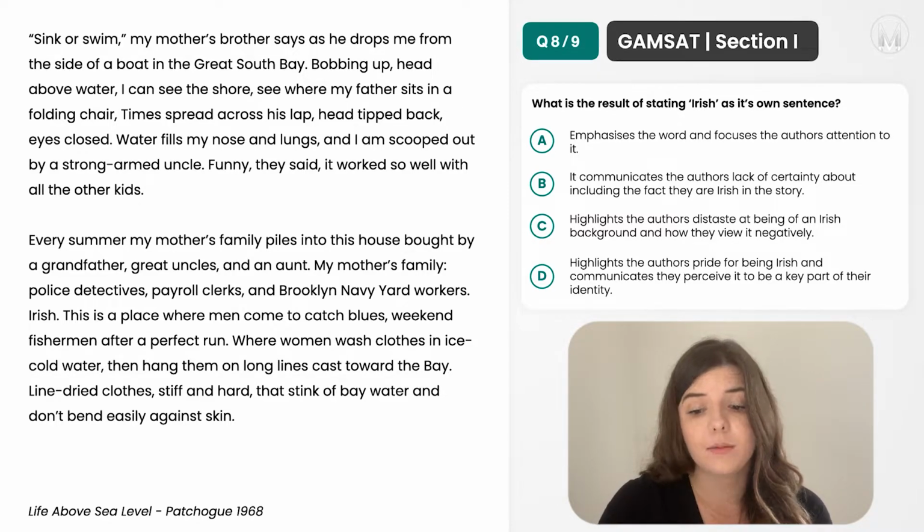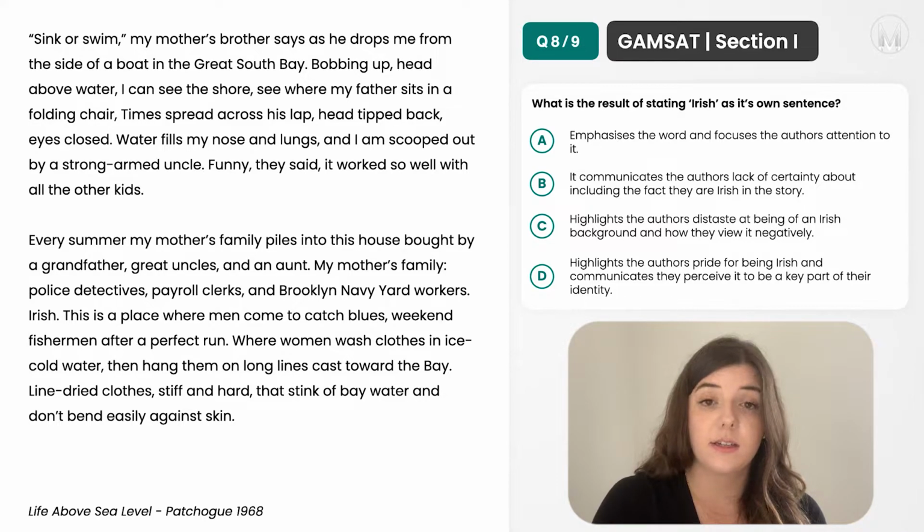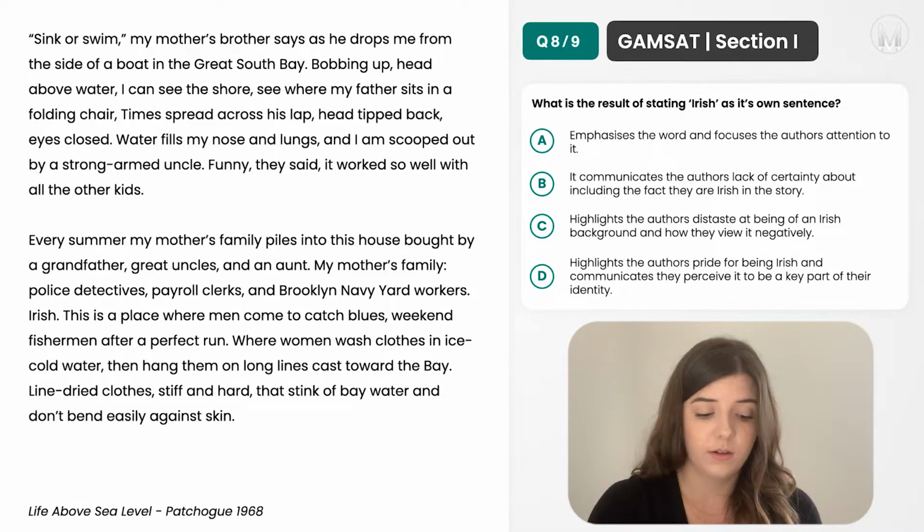Option B, it communicates the author's lack of certainty about including the fact they're Irish in the story. So that's definitely not it. If it's by itself in a sentence, it is actually standing out and emphasizing it. So it doesn't give us a sense that there's a lack of certainty. So we can rule out option B.